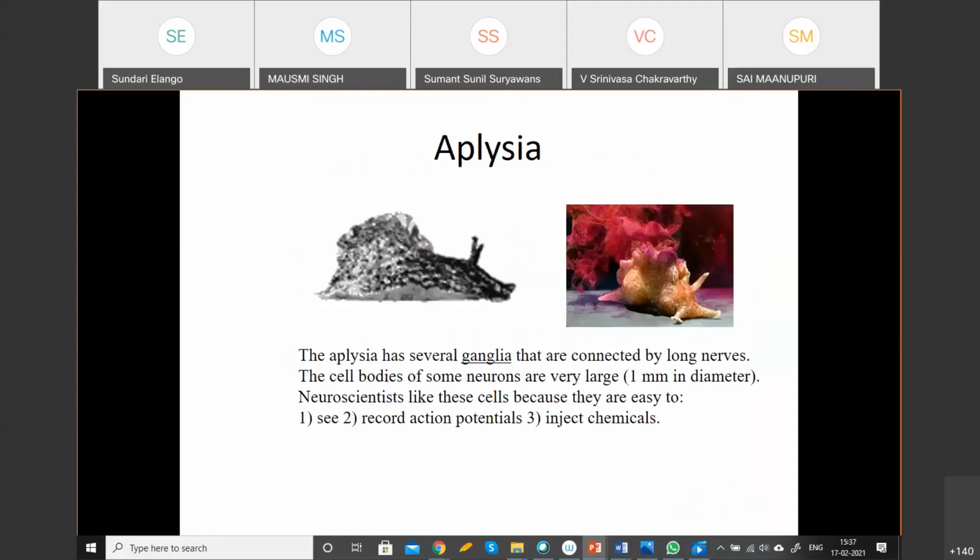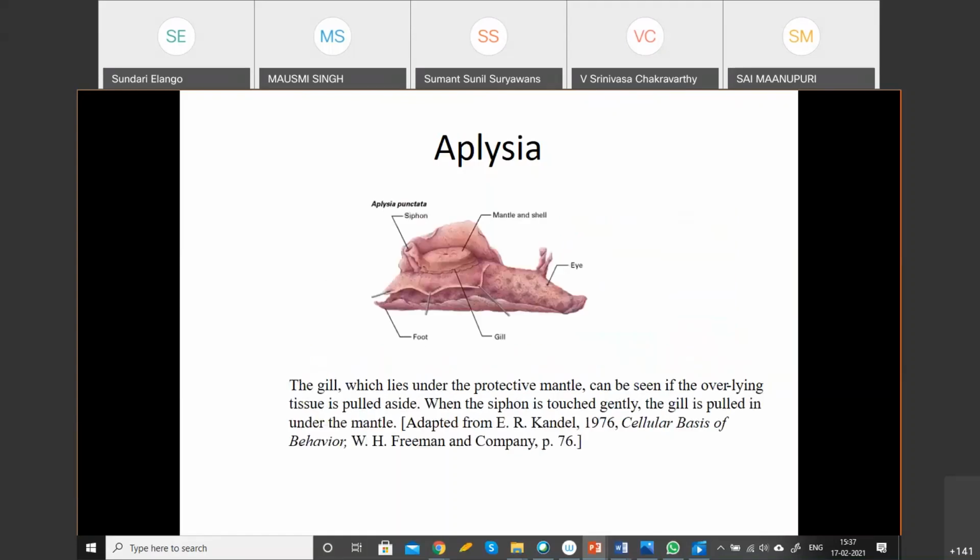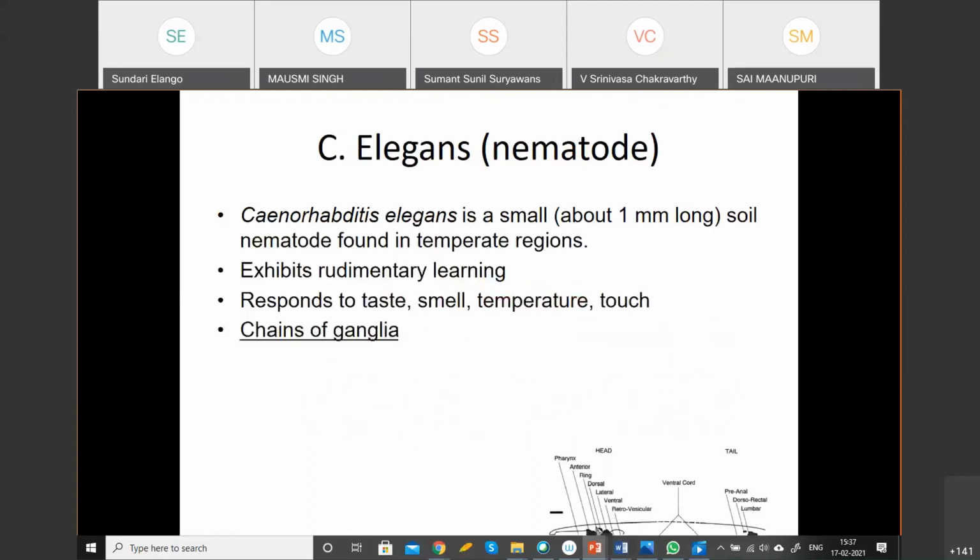Then let us look at Aplysia. Aplysia has several ganglia. These are connected by long nerves, and some of these cell bodies are very large, like 1 millimeter in diameter. These cells are convenient, and it is also a good experimental organism in neuroscience because the cells are large and easy to see. You can easily record action potentials and also apply chemicals and look at their responses. Okay, and this is also a water creature.